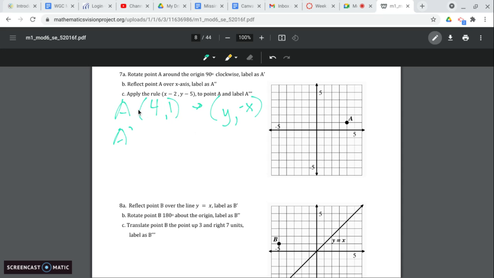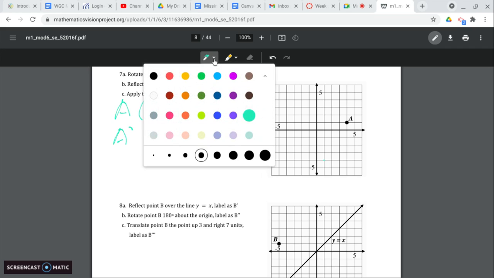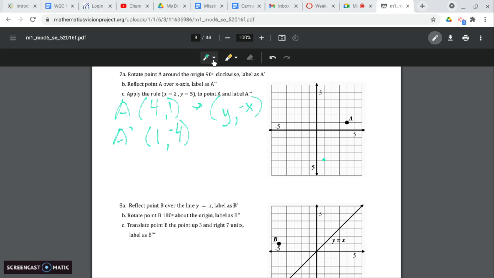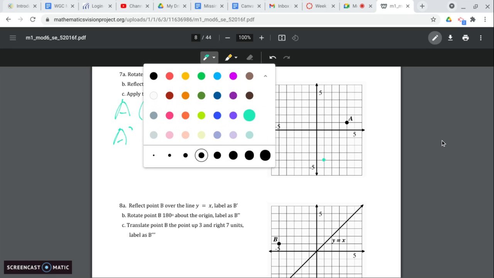So we switch them around. Y becomes our x. So that means we're going to have 1, comma. Now, our x value needs to become negative. So 4 is going to become negative 4. So the point 1, negative 4 is right here. And that is a 90 degree rotation about the origin. Let me make that a little bigger. Okay, so that is our A prime.